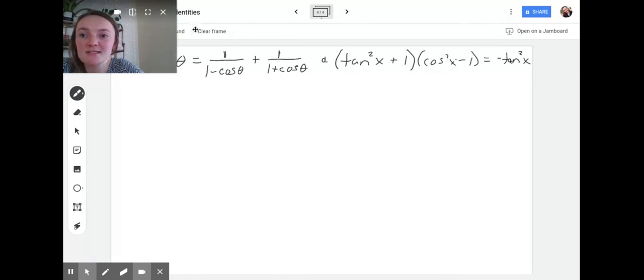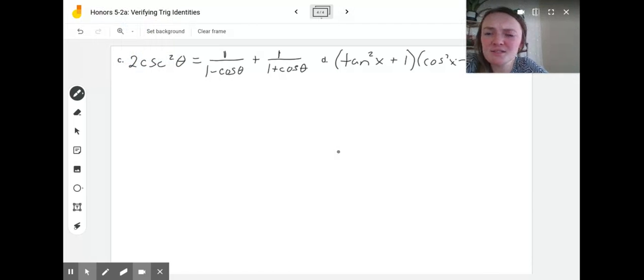All right, so the next example, does 2 cosecant squared theta equal 1 all over 1 minus cosine theta plus 1 all over 1 plus cosine theta? So for this question here, it's really, really similar to the last one. So I'm actually going to ask you to pause the video for a minute, and I want you to try this one on your own. So I'm just going to pause the video for a minute.